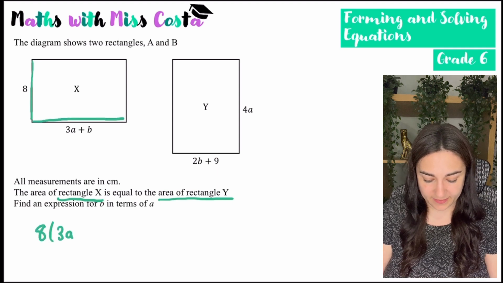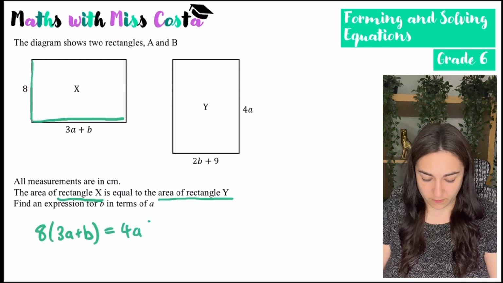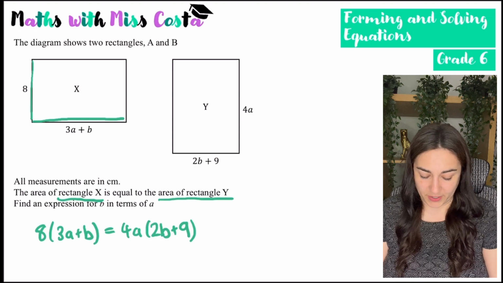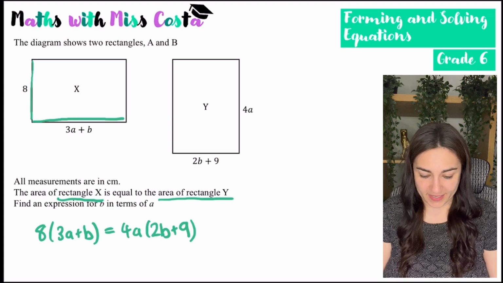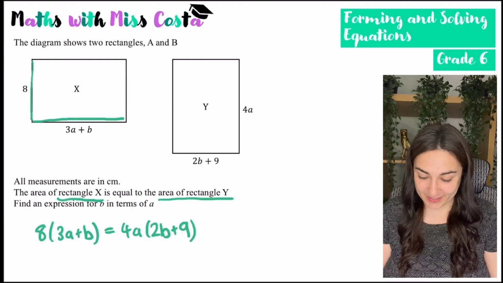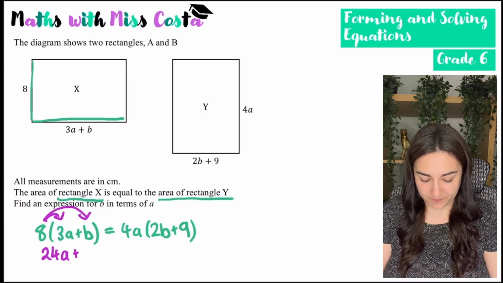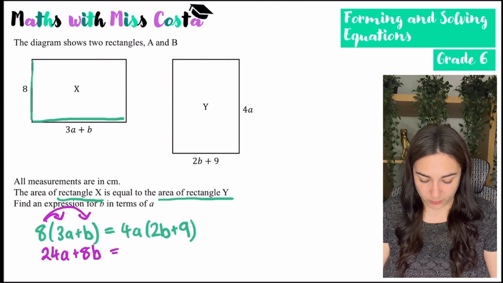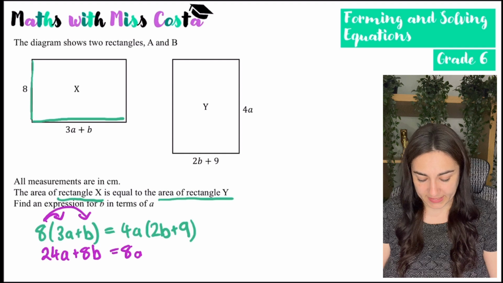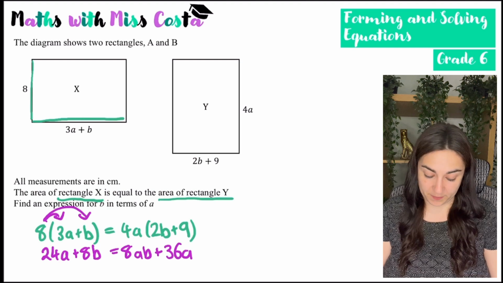So I know that 8 times by 3a plus b must be equal to 4a times by 2b plus 9. So this is quite a complicated little thing that I've got here, but let's just go with it and expand it. So 8 times 3a is 24a, 8 times b is 8b. That must be equal to 4 times 2 is 8ab plus 36a. So now I know that these two sides must be equal.